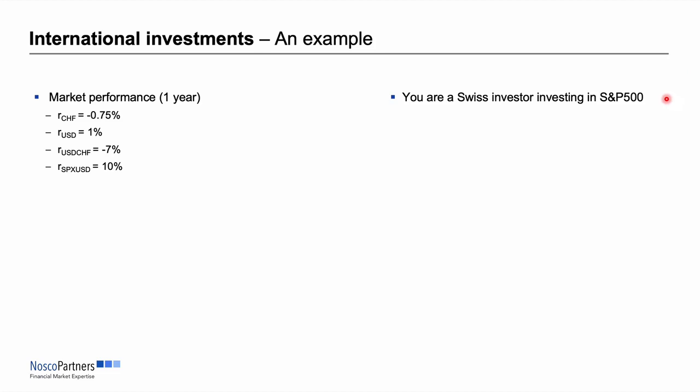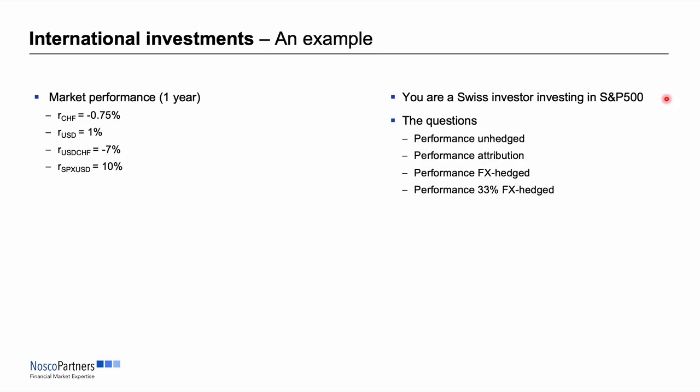Assume that we have a Swiss franc investor, and the Swiss franc investor invests in the S&P 500. Now the natural questions: how much is the overall return that the Swiss franc investor earns? How much of that overall return is due to equity performance and how much is due to FX performance? And then how would his performance change if he hedged the FX risk away in total or just partially?